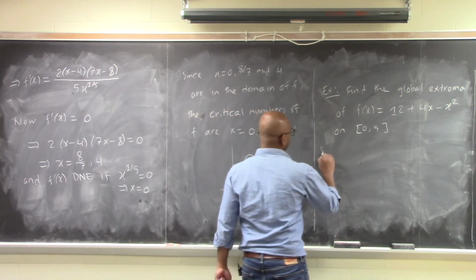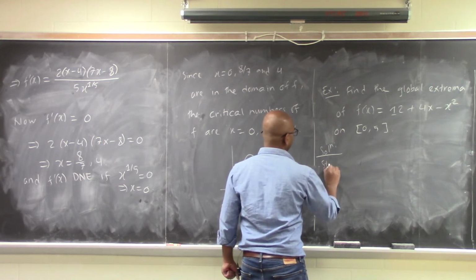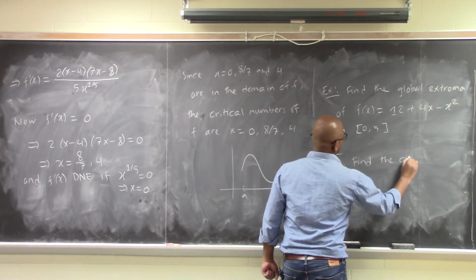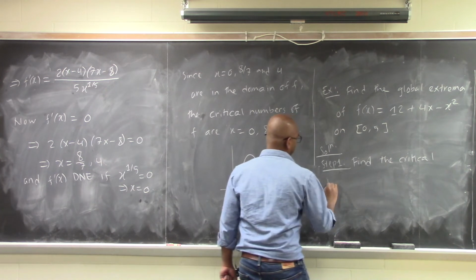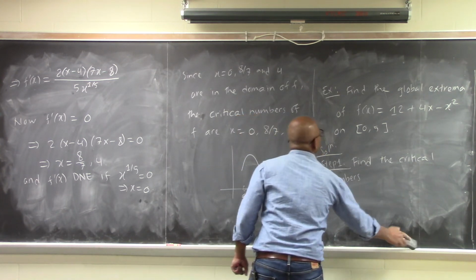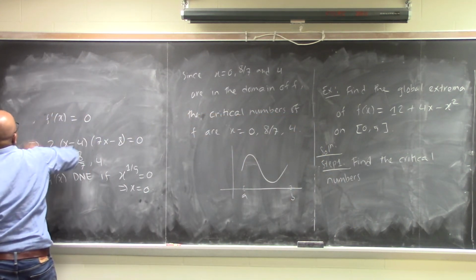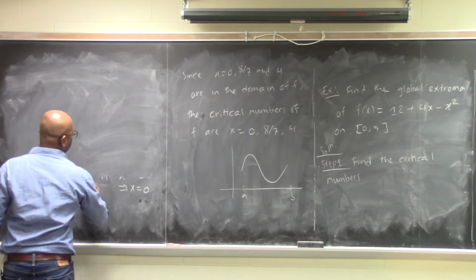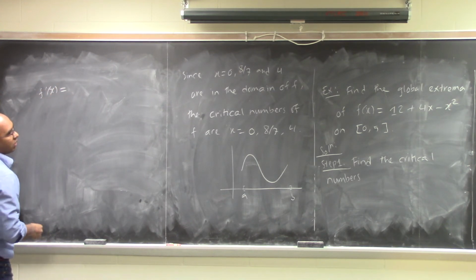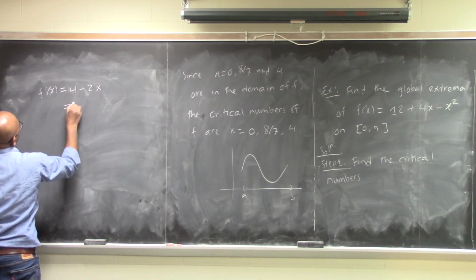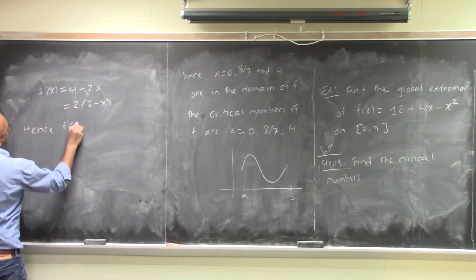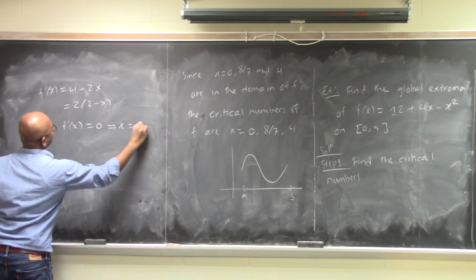All right, so first, step 1: find the critical numbers. In order to find the critical numbers, we have to start with the derivative. So f prime of x is 4 minus 2x, and we can factor out 2, so this is 2 times (2 minus x). Hence f prime of x equals 0 means x equals 2.